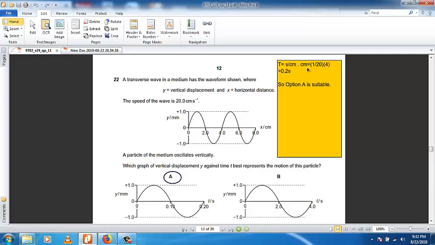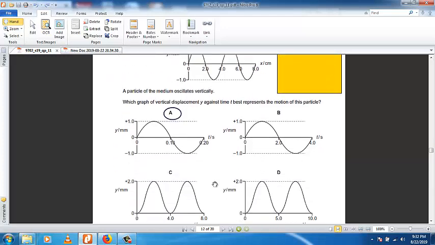So we have to know the time period, which is seconds over centimeter into centimeter. Seconds over centimeter is the speed of the wave inverted, which is 1 over 20, and we have to multiply it with the complete wavelength, which is 4 centimeters. So 1 over 20, which is second over centimeter, into 4 centimeters. So centimeter cancels with centimeter and only seconds are left. The time period is 0.2 seconds. So we should know that the time period must be 0.2 seconds.